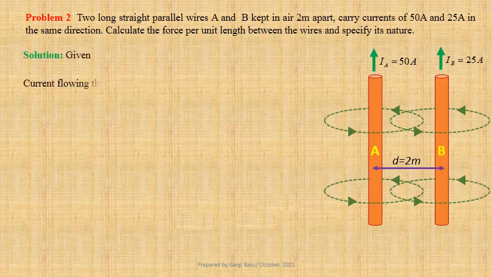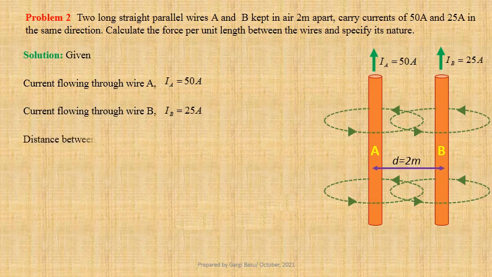Current flowing through wire A, Ia equals 50 ampere. Current flowing through wire B, Ib equals 25 ampere. Distance between the wires, D equals 2 meters. We know that the value of permeability of free space or air, mu 0 equals 4 pi into 10 to the power minus 7 Henry per meter.